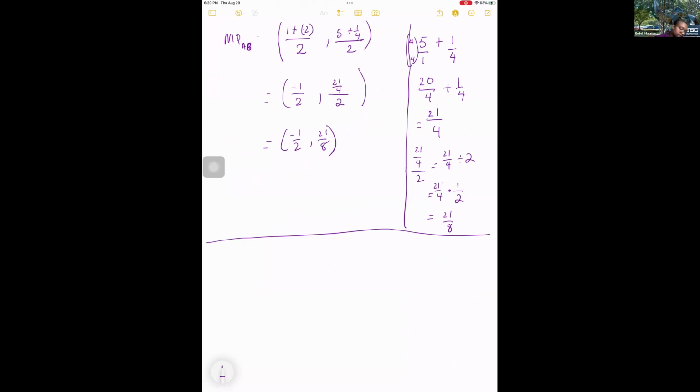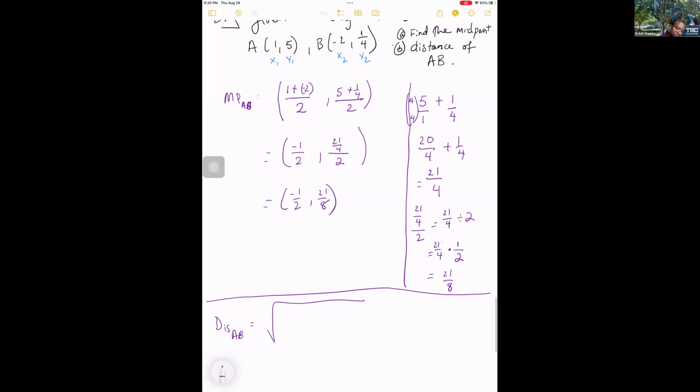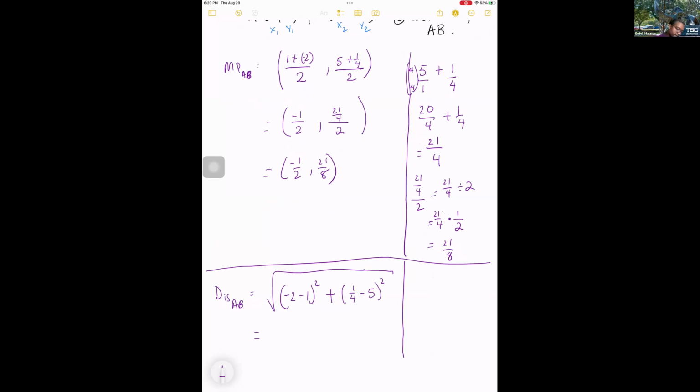We need to find the distance of line segment AB. This is a little bit more fun. This is going to be the square root of (x2 minus x1), that's -2 minus 1, squared. Notice that when we switch over to the distance formula, we're subtracting, but that's on the inside of the parentheses. It's still a plus sign on the outside. And that's going to be (y2 minus y1), 1/4 minus 5, and then that's going to be squared. -2 minus 1 is not that bad. That's going to be -3 squared.